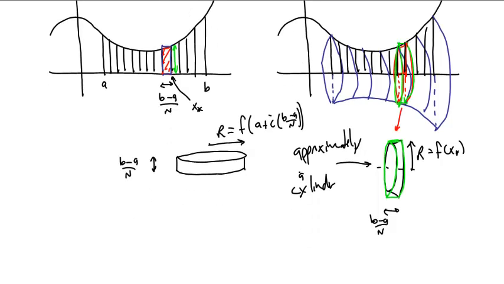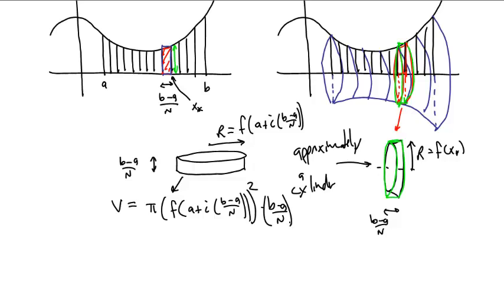Okay, and so what is the volume of this? The volume of a cylinder is, as we said before, what is it? Pi r squared h. So it's pi times f of a plus i, b minus a over n. You plug it into the function, and then you square it, and then you multiply by h, which is b minus a over n.